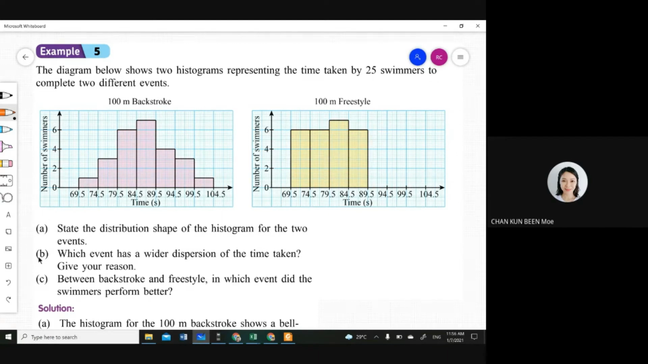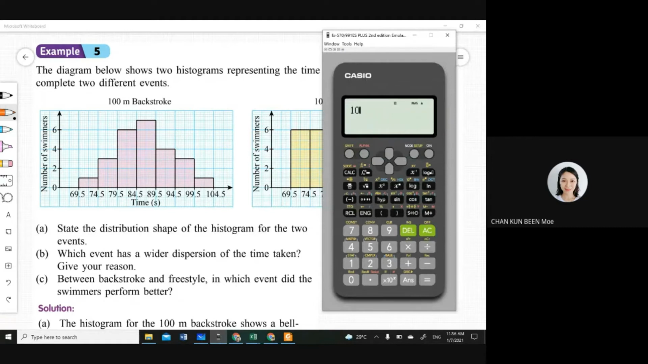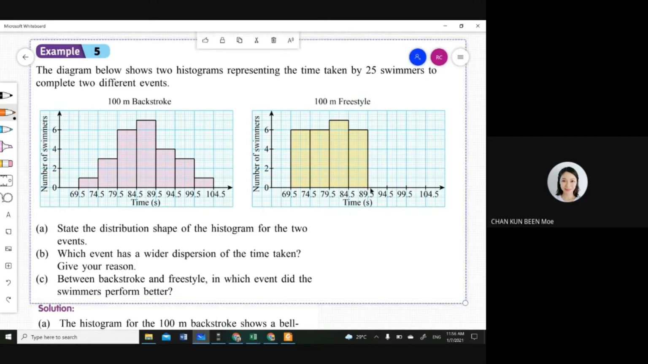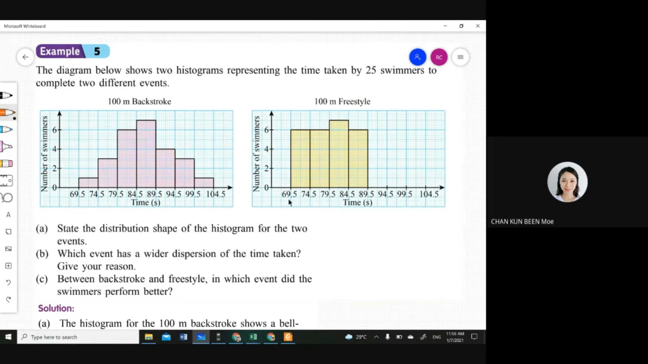Now we look at B. Which event has a wider dispersion of time taken? And then give your reason. So now we need to look at the time taken over here. To find out, you can use 104.5 minus 69.5, and you can roughly get about 35. Whereas for the second diagram, freestyle, I have 69.5 until 89.5. So you can guess already, right? Which one has a wider dispersion?